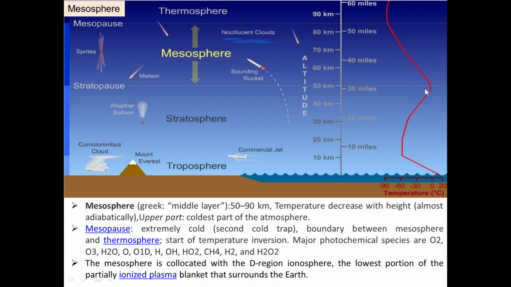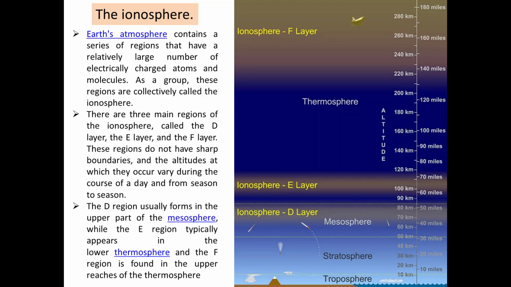Actually, there is no separate sphere called the ionosphere. Actually, the ionosphere varies from mesosphere to thermosphere. Okay, that is, from the lower mesosphere to the higher thermosphere. So there are different regions of the ionosphere. We'll discuss it in the next slide. So the next slide is the ionosphere.